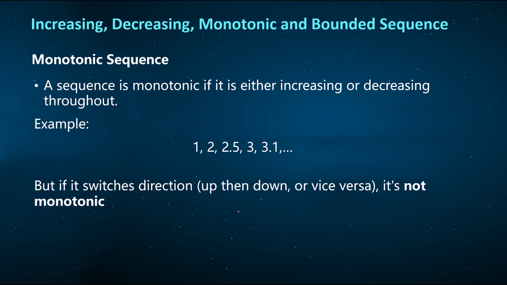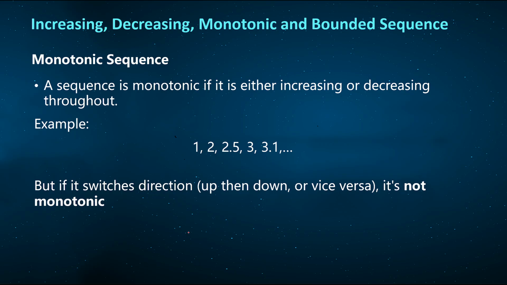Next, so we have this monotonic sequence. Okay, so when we say monotonic sequence, you can say that a sequence is monotonic if it is increasing or decreasing throughout. If you have a sequence and it is increasing only all throughout, okay, so it is monotonic. If you have a sequence and it is decreasing all throughout, it is also a monotonic sequence.